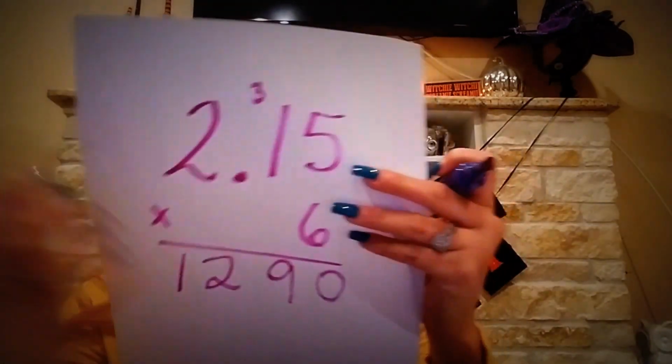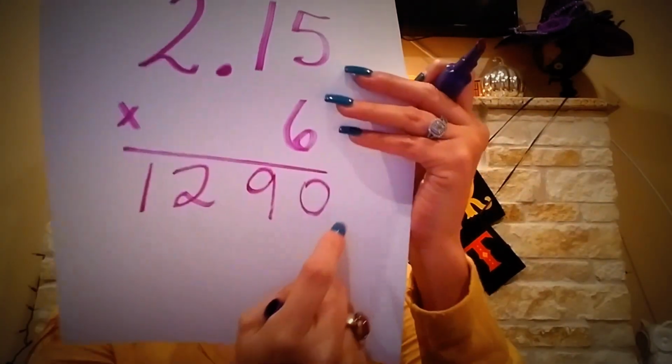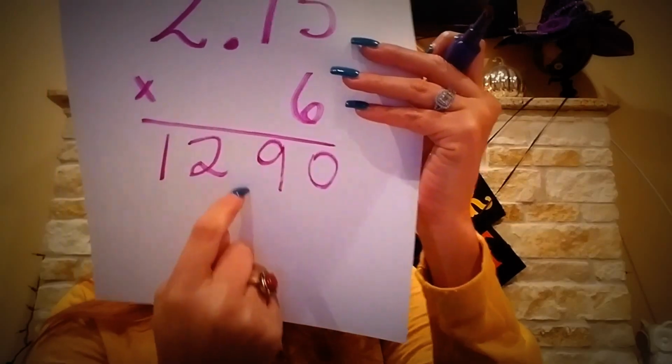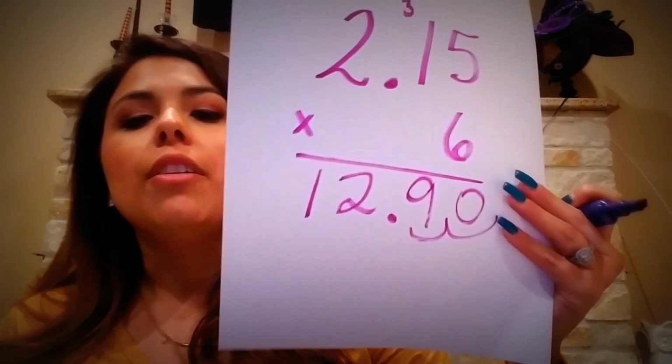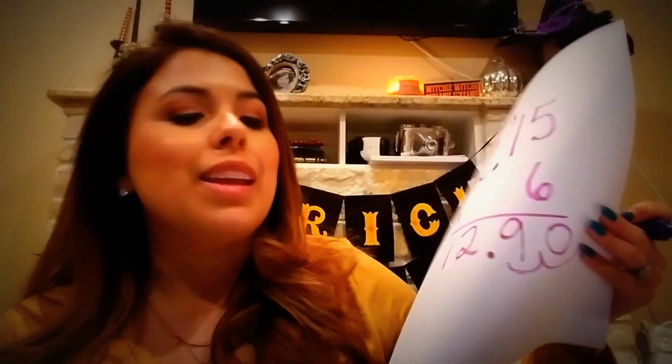Okay. So again, I want to count my decimal places. 1 and 2. That means when I put in my answer, I'm going to go 1 and 2. And then I'll drop my decimal. I do want to see the waves, just to remind you that that is the strategy that we're going to use. So our final answer comes out to 12 and 90 hundredths.